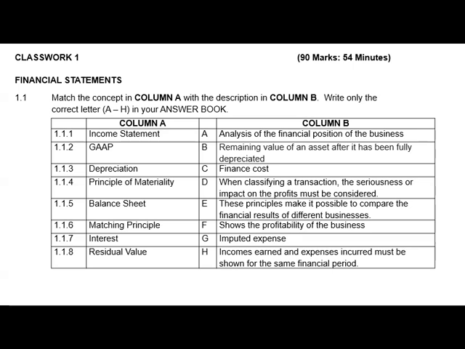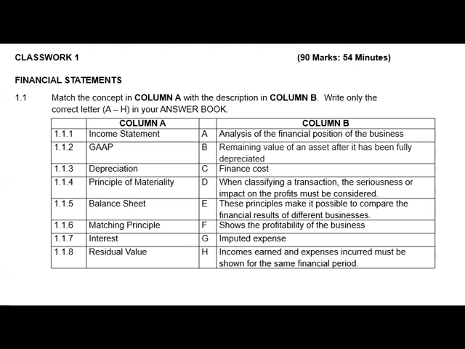When classifying a transaction, the seriousness or impact on the profits must be considered. That will be materiality. Balance sheet, it's about the financial position. That will be A, analysis of the financial position of the business. And the matching principle will be H, as I've said. Income earned and expenses incurred must be shown in the same financial year. Interest is a financial cost or finance cost, which is C. Residual value is the value that remains after you have depreciated an asset. So it's the remaining value of an asset after it has been fully depreciated. That's it. That is all.